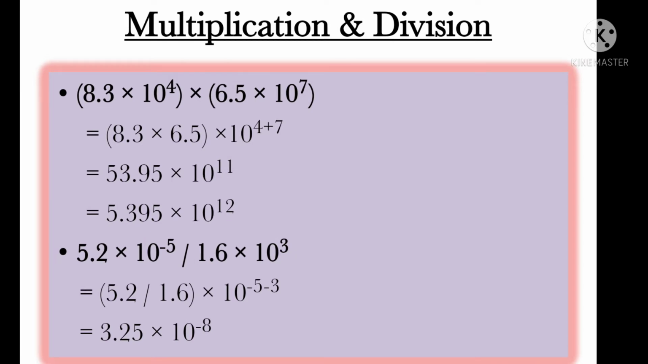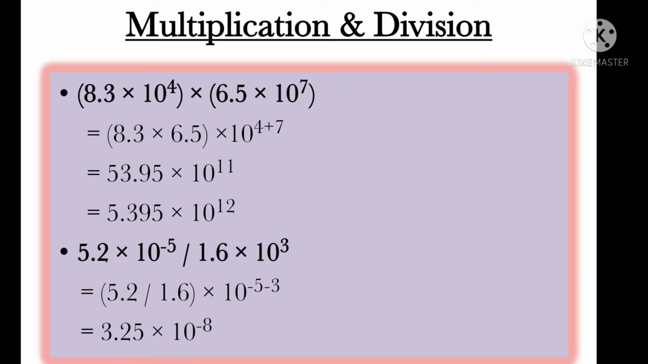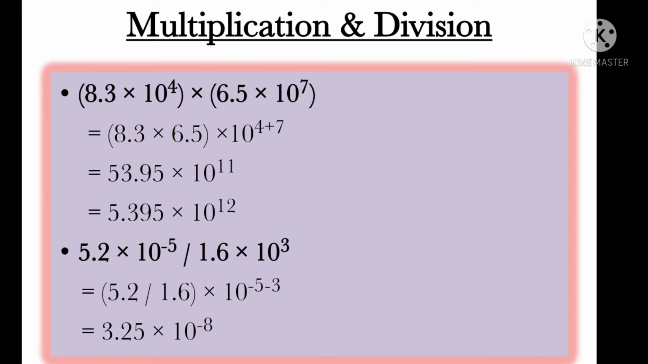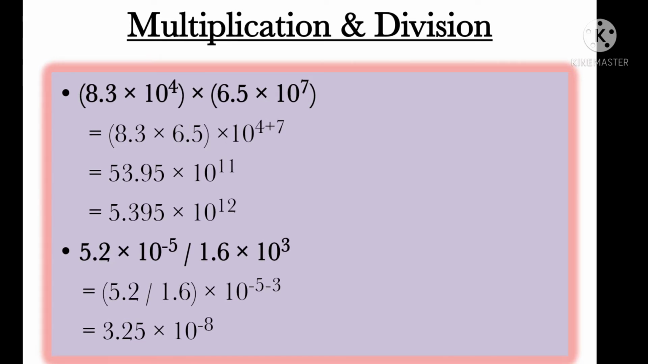Then come to the division part. Here is the question. 5.2 into 10 to the power minus 5 divided by 1.6 into 10 to the power 3. So, in the division, while we do the calculation, the power of 10 in the denominator will go up. So, the final result will be 3.25 into 10 to the power minus 8.